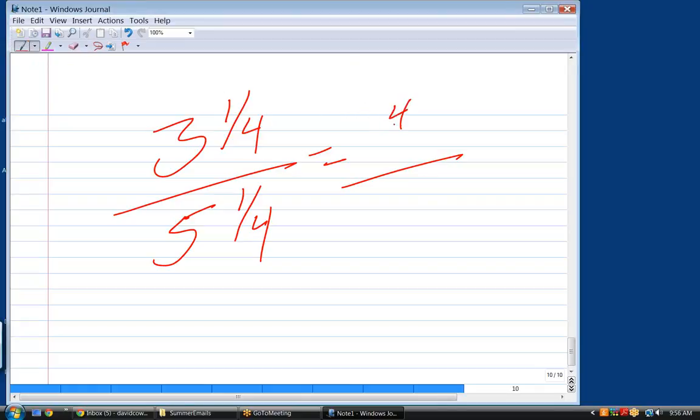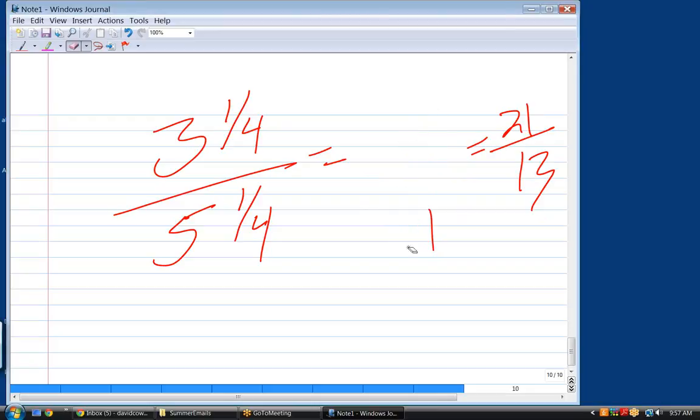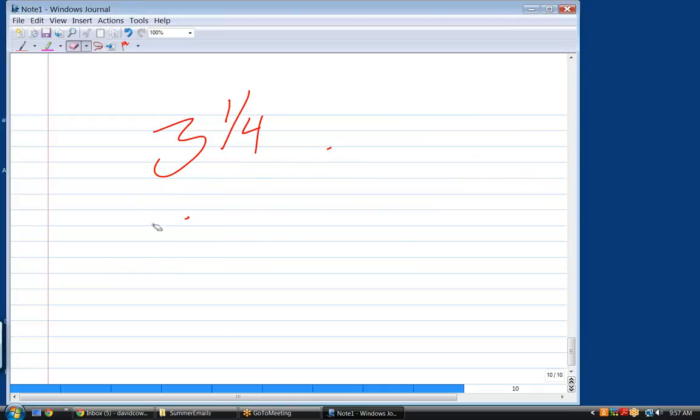In other words, if I have 4/13 over 4/21, my numerator is the same for each above and below. And notice that if I flip this and multiply, I end up with 21/13, not 13/21. So when I have this situation, I can't just drop the 4. It would be wrong to just do that. I don't have 13/21. So the only time you can drop that is when it's in each denominator.